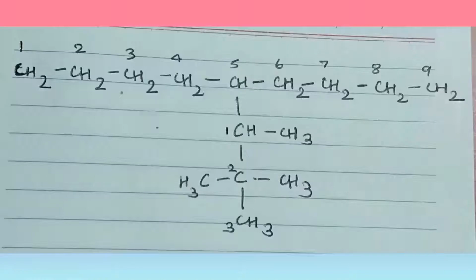So if we give the locant numbering, this is the numbering, and there are 9 carbon atoms present in the parent chain. Now coming to a branching, even in a branching, if you observe, there are substituents attached to it.